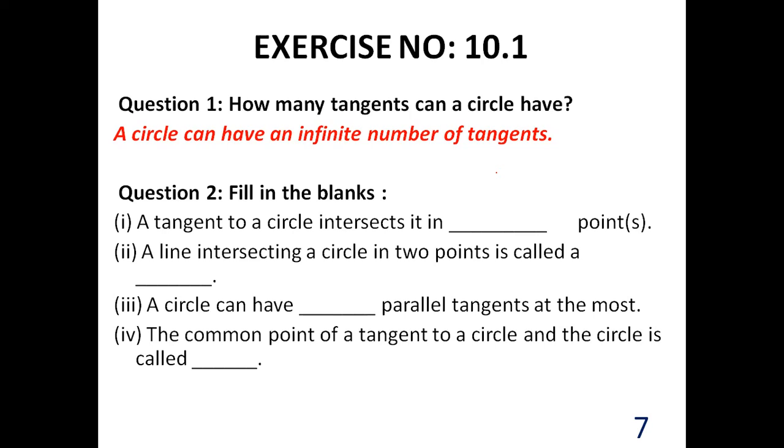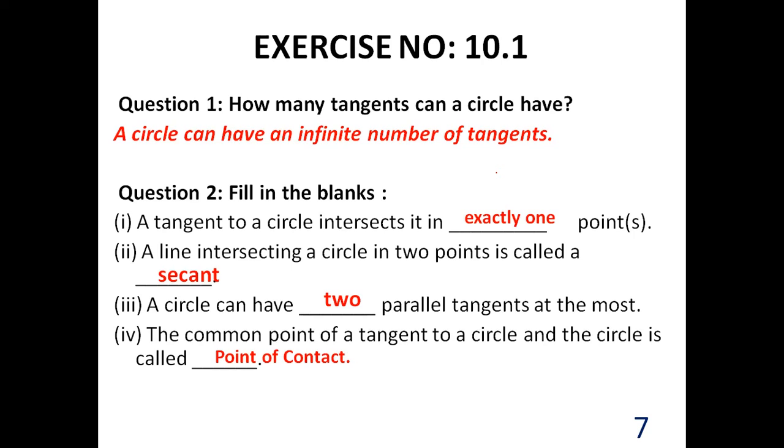Right, first one. A tangent to a circle intersects in how many points? 1 point, sir. Very good. That's right. It is exactly 1 point. Then, I have already taken the answer here. A line intersecting a circle in 2 points is called a secant. A circle can have how many parallel tangents at the most? Two tangents. Two only. Because only two lines out of all the lines can be parallel. Then the common point is called? Point of contact. Very good. Super. Point of contact.